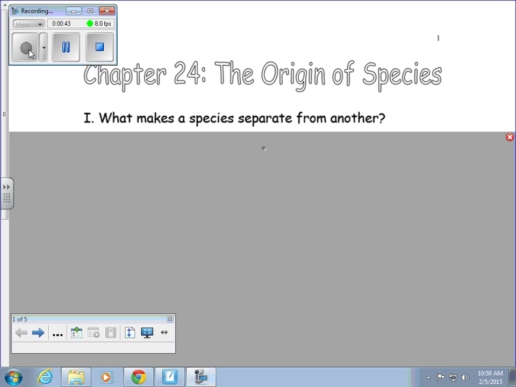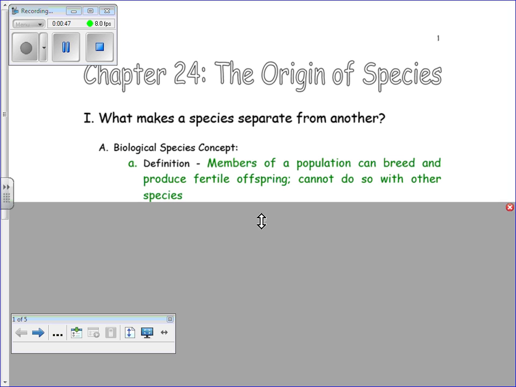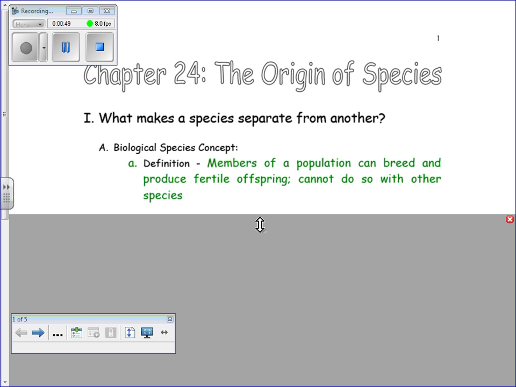So let's start on page 13, defining the biological species concept. And it simply means that members of a population can breed, they can produce fertile offspring. They cannot do this with an individual from another species.